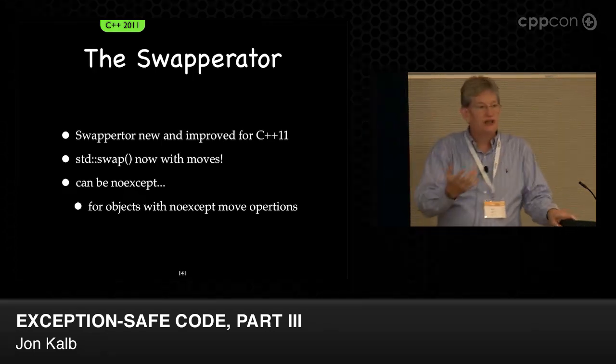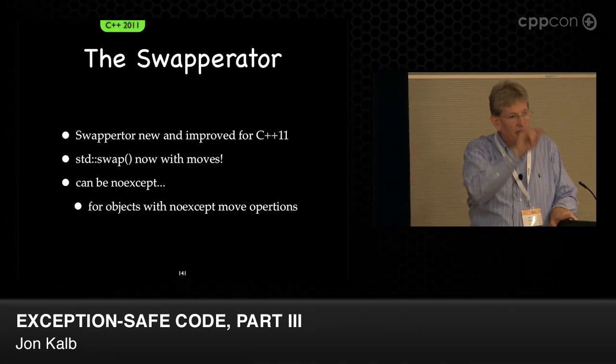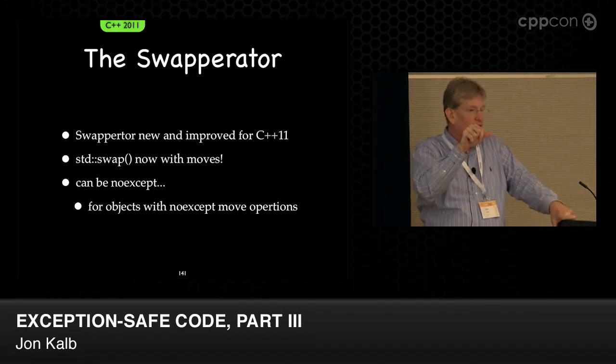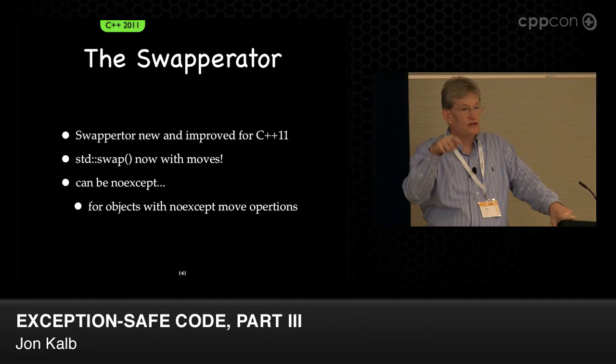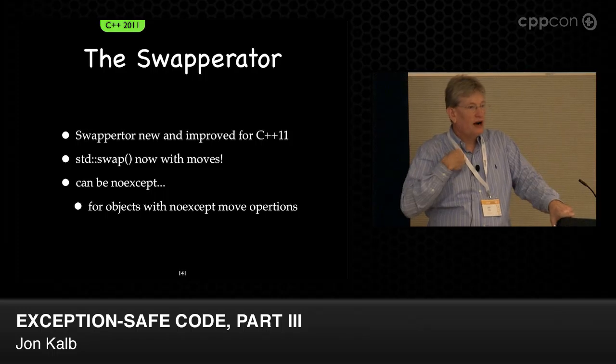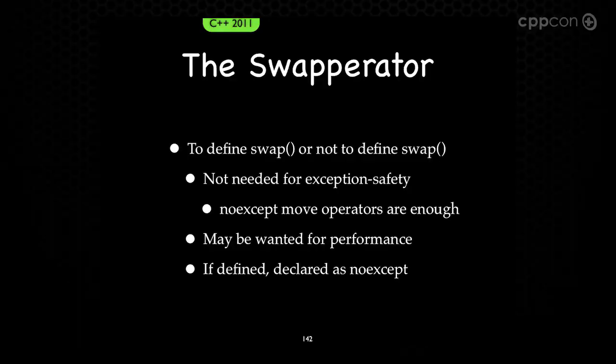But the swap is written in such a way that it checks to see if the moves are no throw. Because if they can throw, then it has to do a copy instead, right? Because it doesn't want to move out of an object and leave it in a bad state. So we move if we can, and that's why when we're writing our own move operations, it's very, very important that we make them no throw so that these kinds of optimizations all kick in.